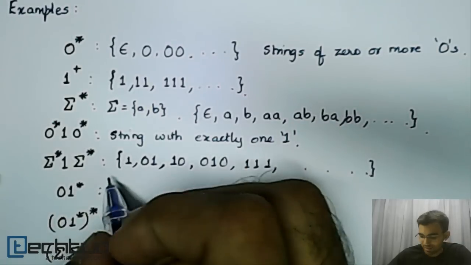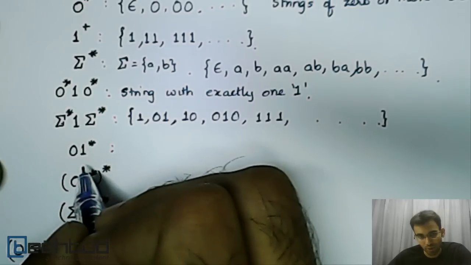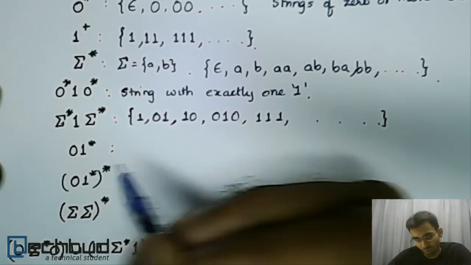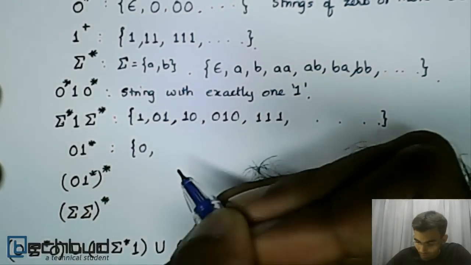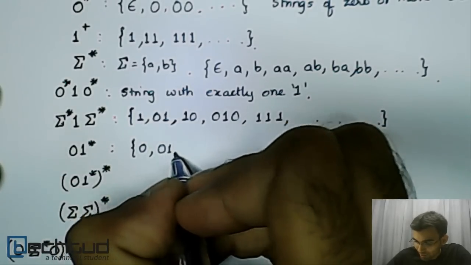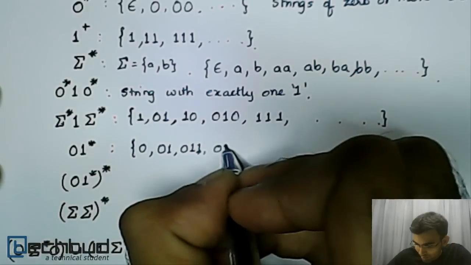0 1 star indicates that the first symbol must be a 0 followed by any number of 1s, zero or more. So your first symbol must be a 0 followed by nothing, possibly epsilon, followed by a single 1, followed by two 1s, followed by three 1s, and so on.